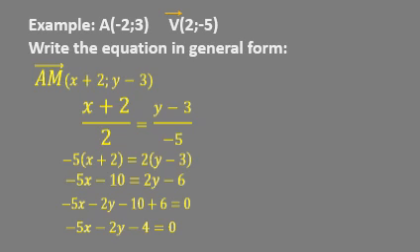If you want to check that your answer is correct, pick out from the equation the directing vector, which is (-b, a). B is the coefficient of y, which is minus 2, so minus b is 2. And a is minus 5. So (2, -5) is a directing vector, which is the same as the given.